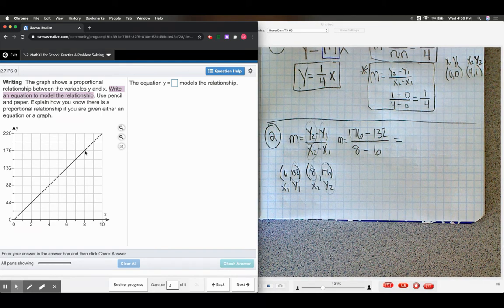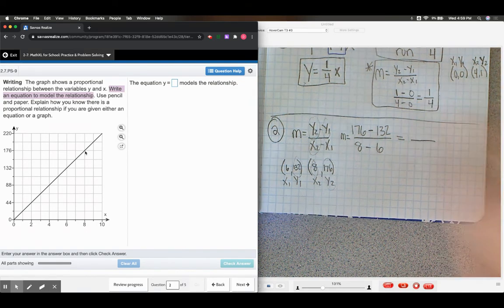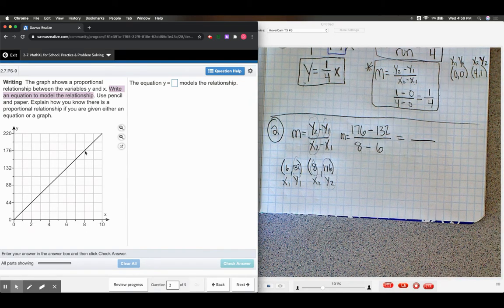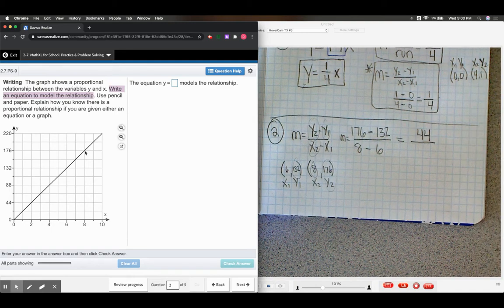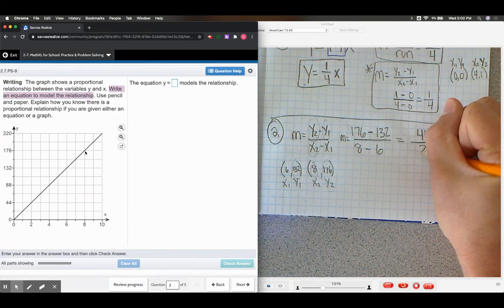Hey Siri. What is 176 take away 132? I'm being lazy, guys. 176 minus 132 is 44. Thank you very much, Siri. 8 minus 6 is 2.